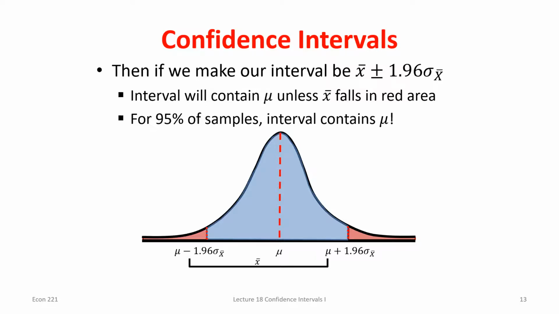And then to prove this to myself, I start taking samples. So I take one sample, and I see this is my sample mean. I then go 1.96 standard deviations above that sample mean to get my upper bound, and 1.96 standard deviations below my sample mean to get that lower bound. Well, notice for this sample mean, my confidence interval would include the true population mean.